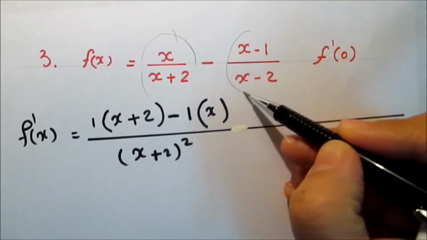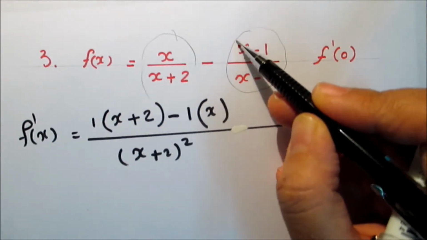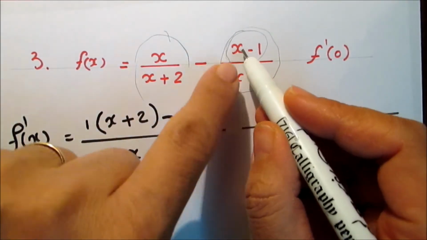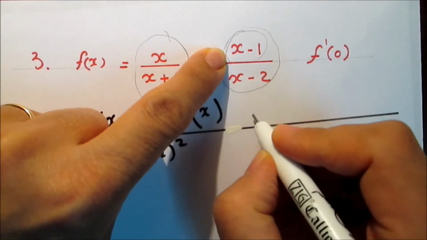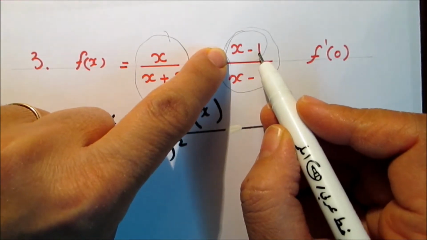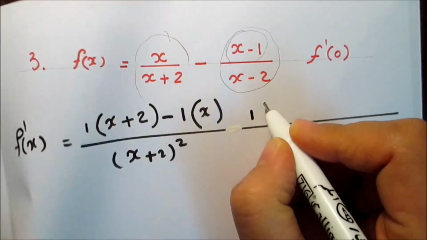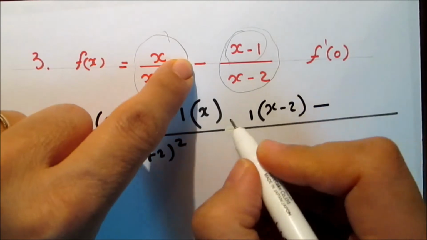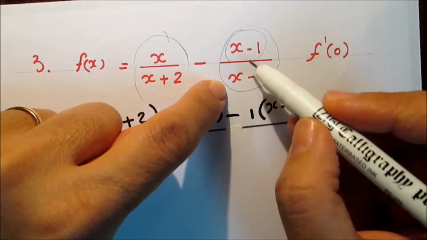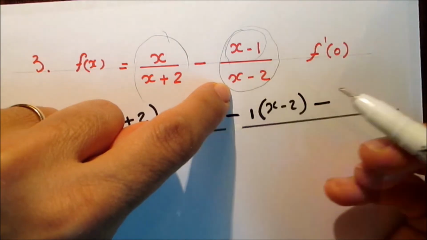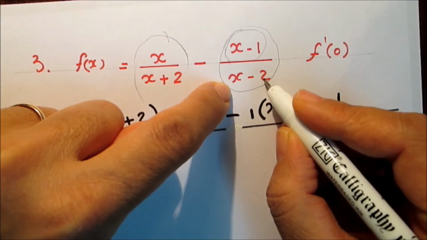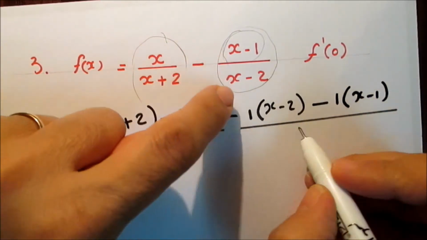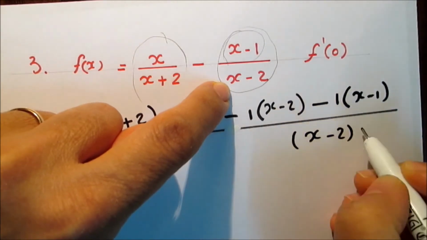For the second part of the function, it's a quotient, so take the derivative of the numerator times the denominator. So first derivative of x is 1 minus derivative of 1 is 0, so we have 1 times the denominator x minus 2, then minus the derivative of the denominator, so derivative of x is 1 minus derivative of 2 is 0, so 1 times the numerator x minus 1, and over the denominator squared, so x minus 2 squared.